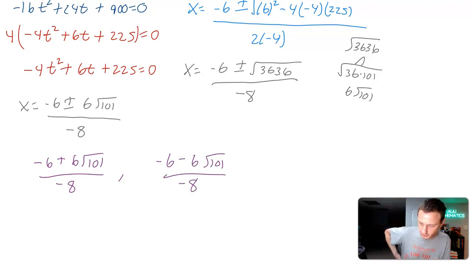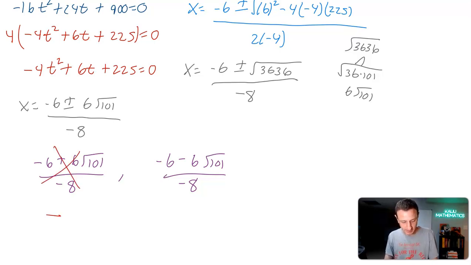Think about the answers here of what it might be. Because if I do negative 6 plus 6 square root 101 for that first one, negative 6 plus 6 root 101 is going to be positive 54 divided by a negative. That's going to make it negative. So this first one is out because that's going to be a negative answer. I'm talking about time here. This is how long will it take to hit the ground. So that's a negative. I can't have a negative. So let's look at the other one.